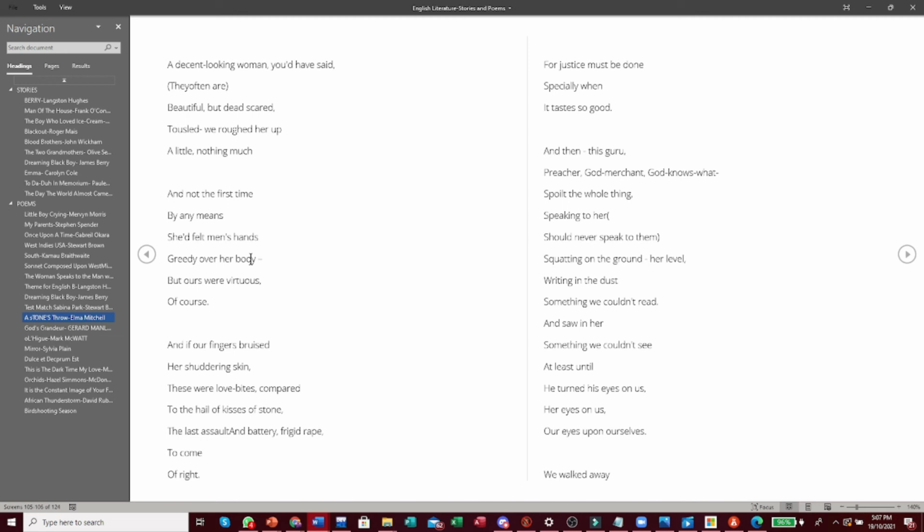So that is, I guess I would say, her hands. What do y'all think that is? She's felt men's hands greedy over her body. What do y'all think that is?